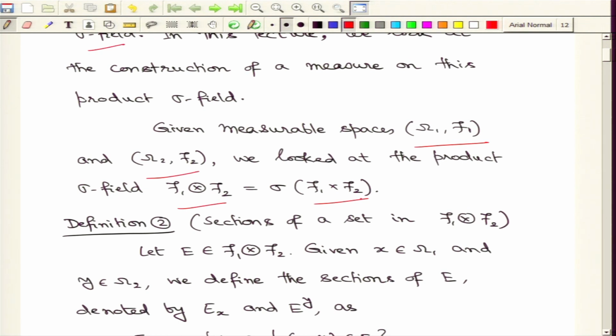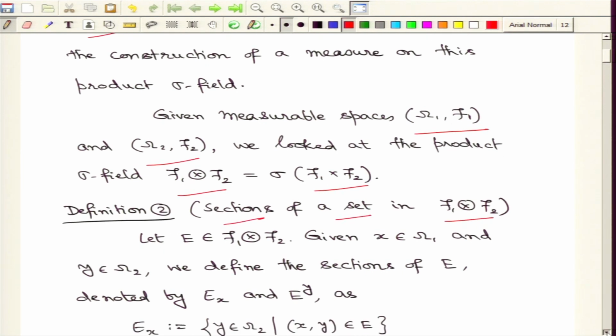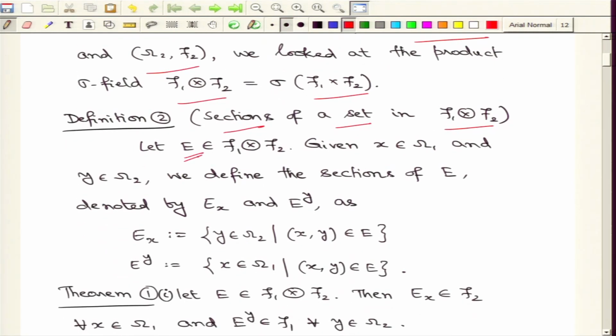First, we describe an important construction of sets coming from the product sigma field. We call these sections of a set in F1 tensor F2. Here, we start off with any arbitrary set capital E in the product sigma field and choose a point in the first set, call it small x. Then we can define a section of the set E corresponding to the point small x, and we write it with a subscript. Similarly, if we choose a point y in the second set, then again we describe a set which we call the section of E with this second point y.